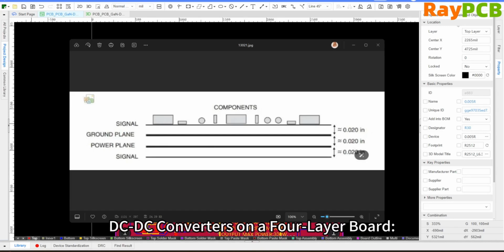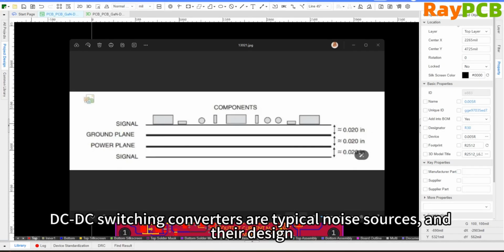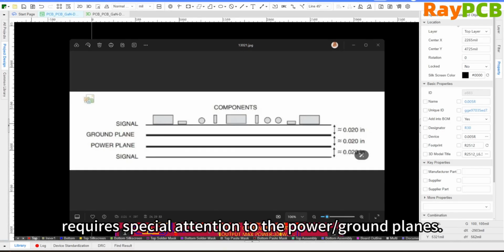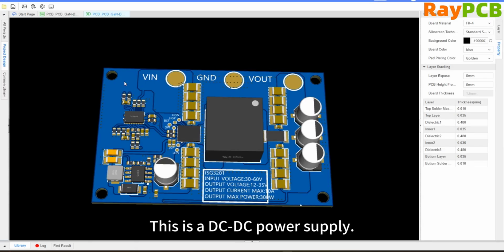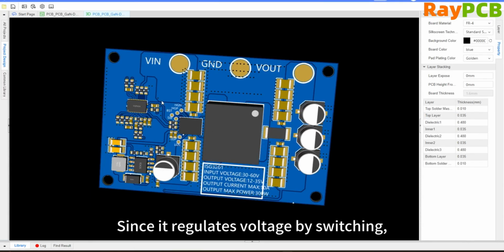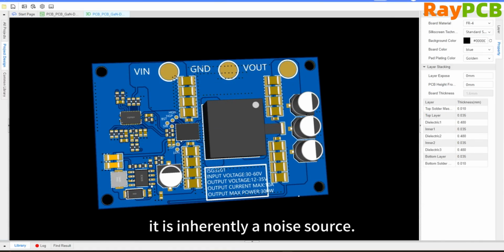Design strategies for power and ground planes of DC-DC converters on four-layer PCBs. DC-DC switching converters are typical sources of noise, so special attention must be paid to the design of power and ground planes. Here we have a direct current to direct current power supply. Since it meticulously regulates voltage through a process of rapid switching, it inherently acts as a significant source of electrical noise. First, it's important to isolate the noise source.